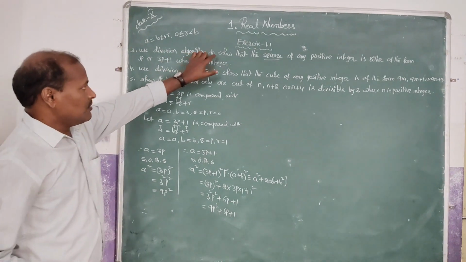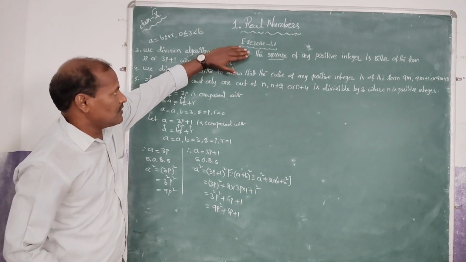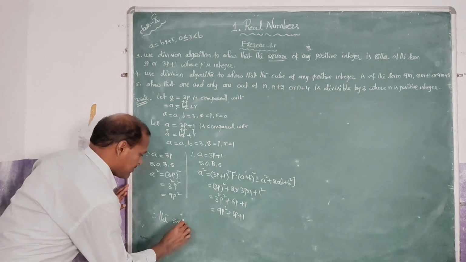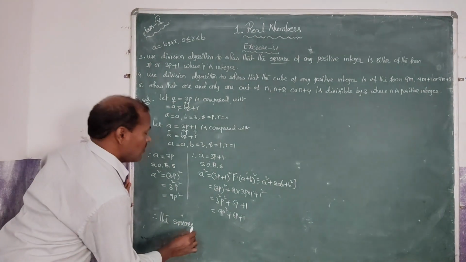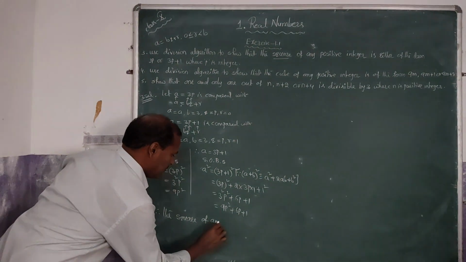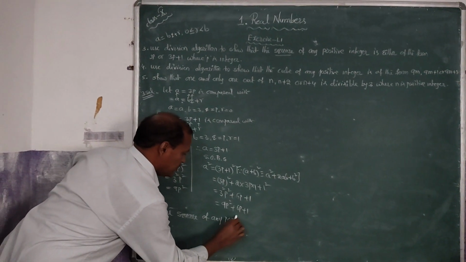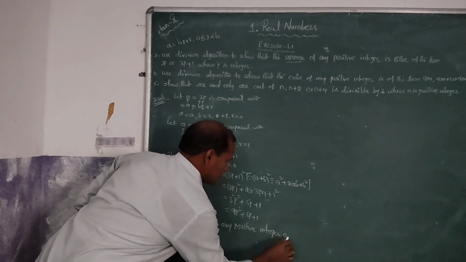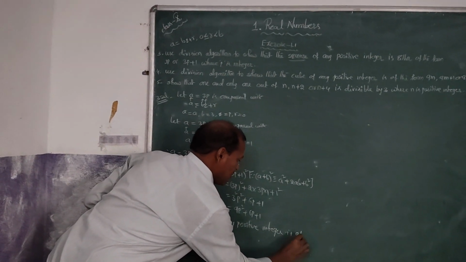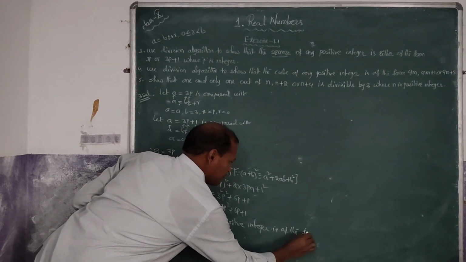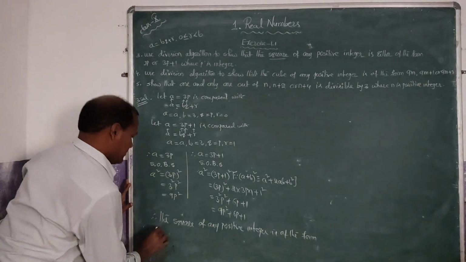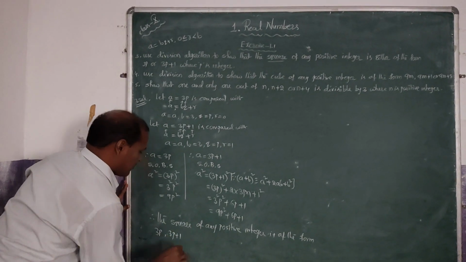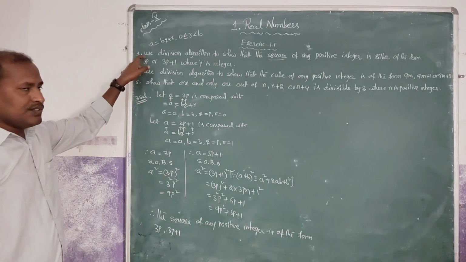Using division algorithm to show that the square of any positive integer is of the form 3p, 3p plus 1. This is the solution.